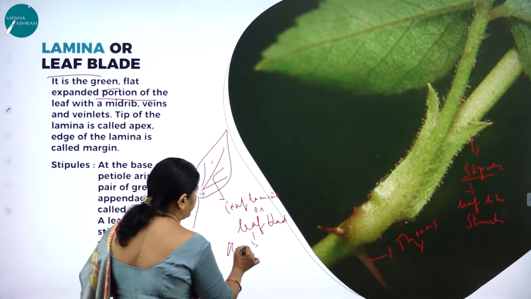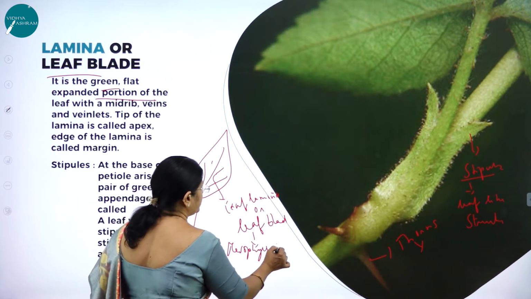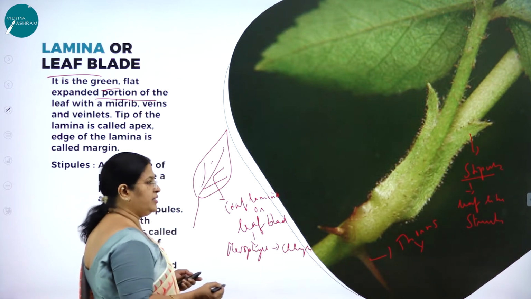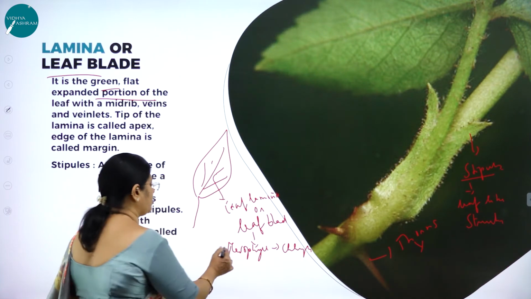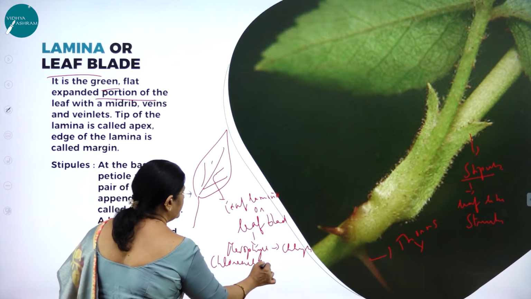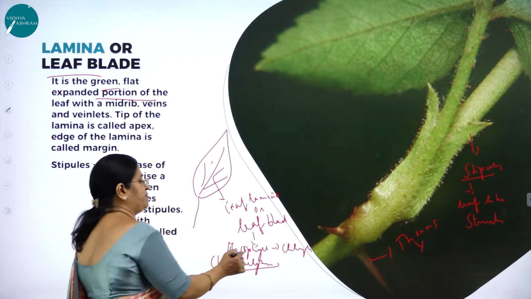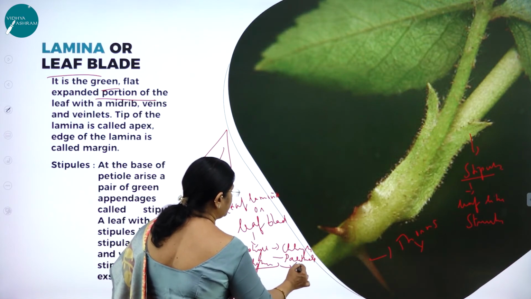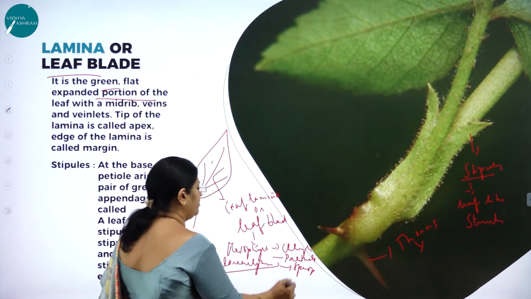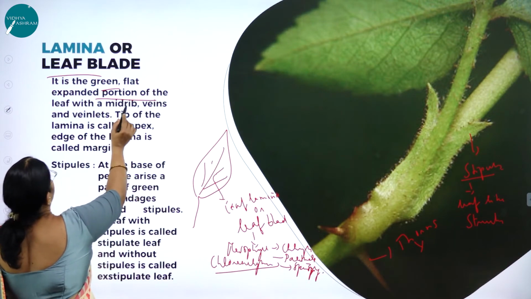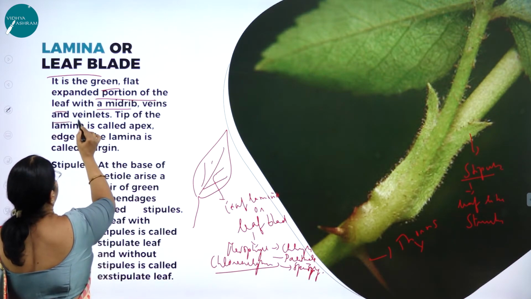Very important, already I explained, mesophyll. Mesophyll contains what? Chlorophyll, right? Like we have palisade chlorenchyma, we call it chlorenchyma. Chlorenchyma is of two types, palisade and spongy. So it is an expanded portion of the leaf with a midrib, veins and veinlets.